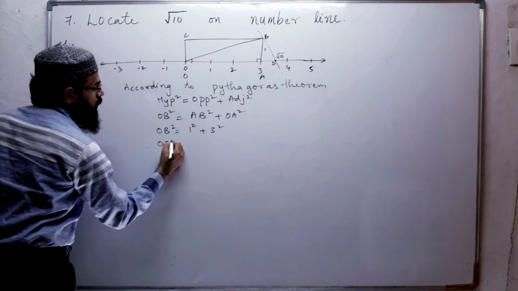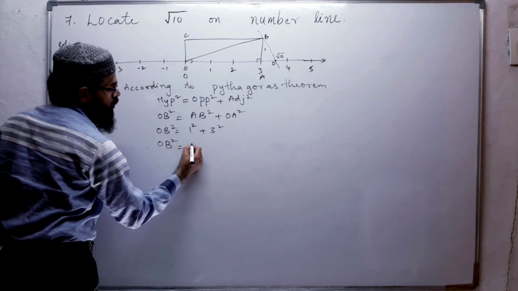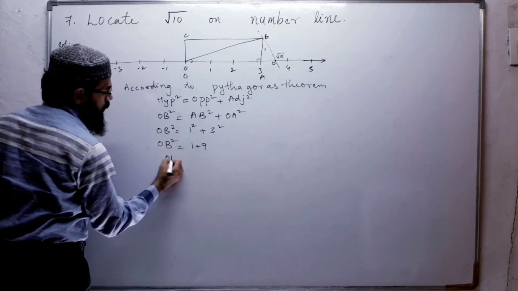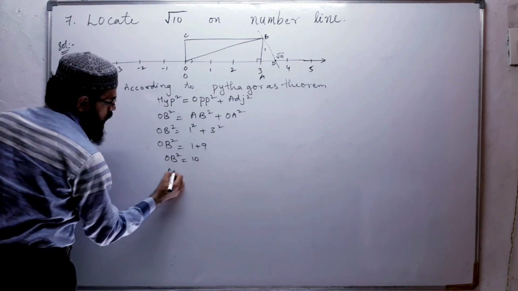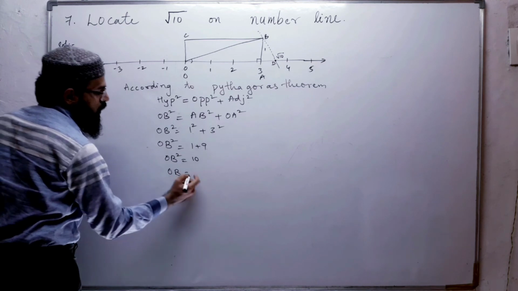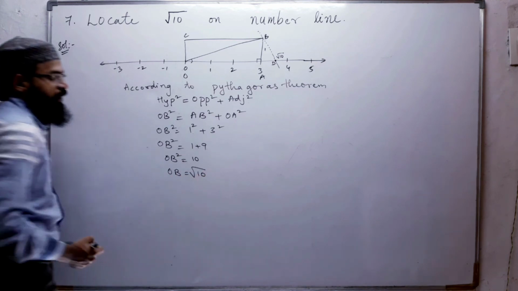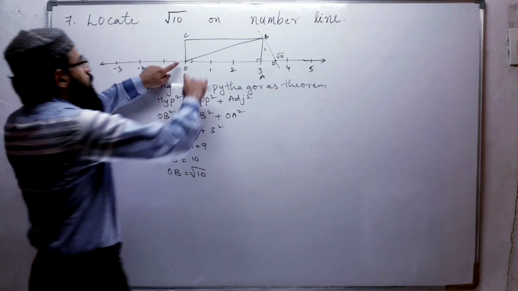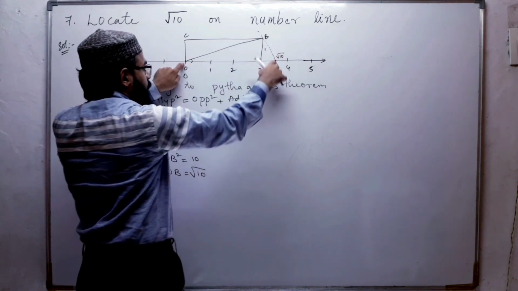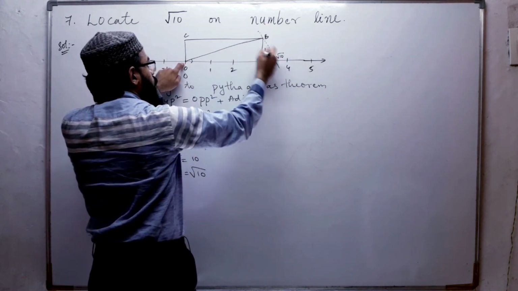So OB square is equals to 1 square is 1, 3 square is 9. OB square is equals to 9 plus 1 is 10. So OB, when we send this square to that side, it will become root 10. So OB is equals to root 10. So this arc which we have taken is of root 10 value.